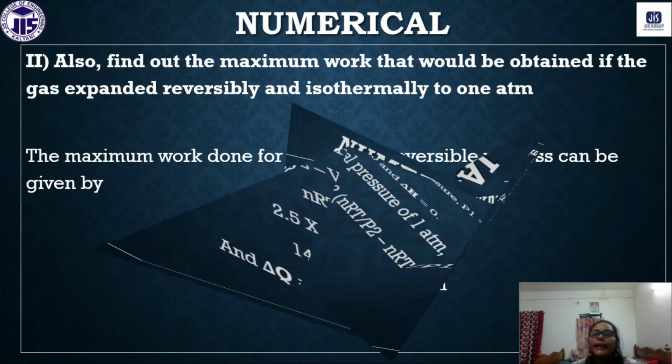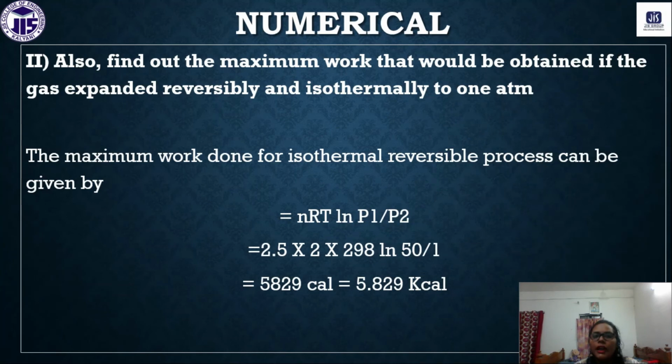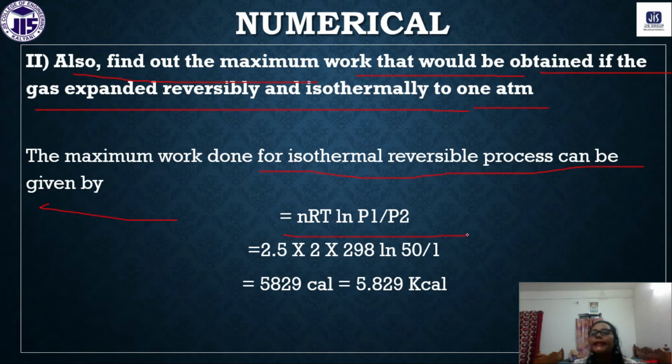Next we will see the next question: also find out the maximum work. The data is the same, this is the same question. Also find out the maximum work that would be obtained if the gas expanded reversibly to 1 atmosphere. The maximum work done for an isothermal reversible process is given by W maximum equals nRT ln P1 by P2.